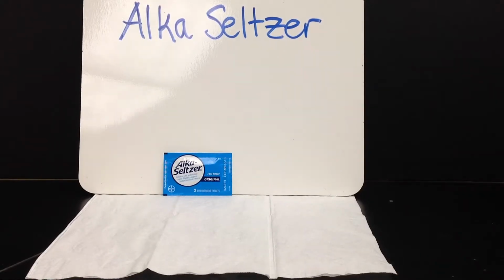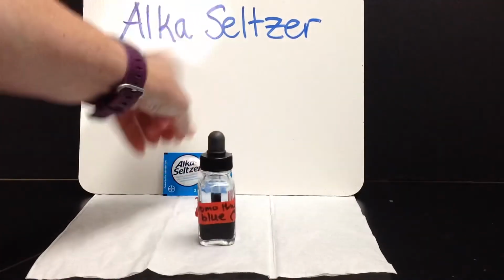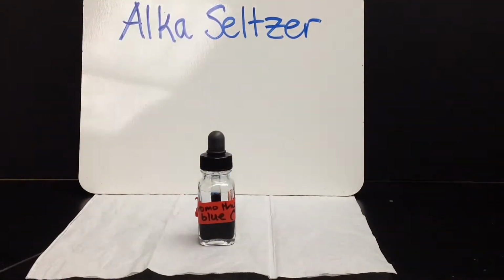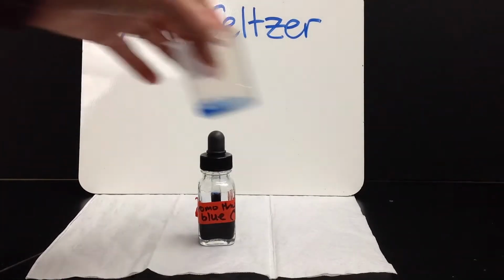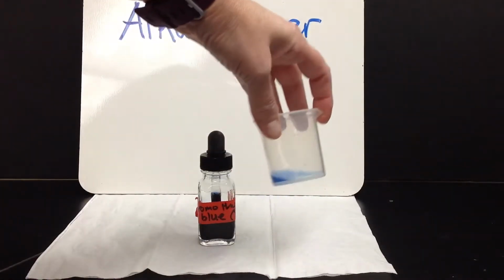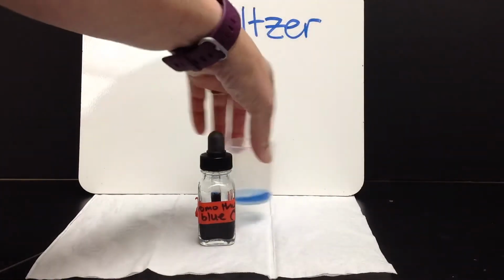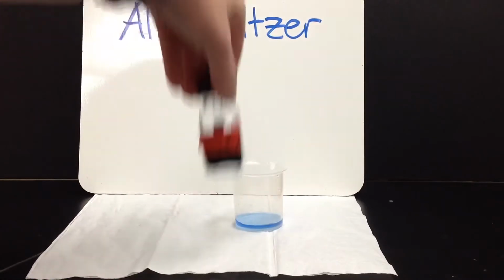So a couple of things first. This substance here is called bromethymol blue. It is an acid-base indicator. And I've put a little bit of that into this plastic beaker, and it looks blue. So I'm going to put that right there.